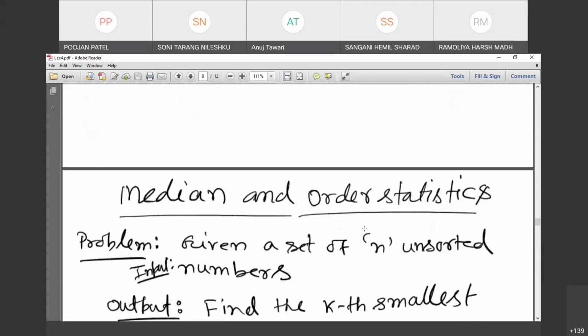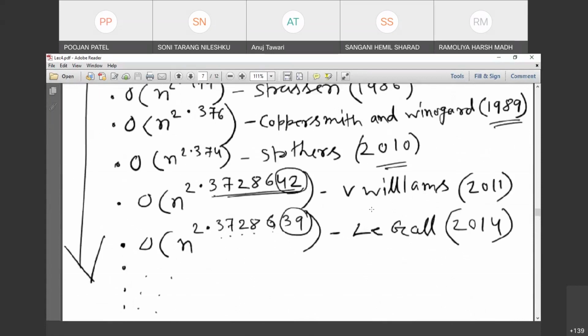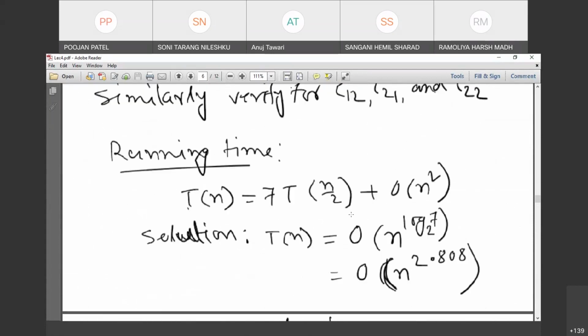Sir, I had a small doubt. In the recurrence relation that we formed, T of n is equal to 7T of n by 2 plus order of n square, here n should be the number of elements of the matrix, or the number of rows? It is the order of the matrix, so n cross n is what we are dealing with. Okay sir. And sir, how do we get this recurrence relation?